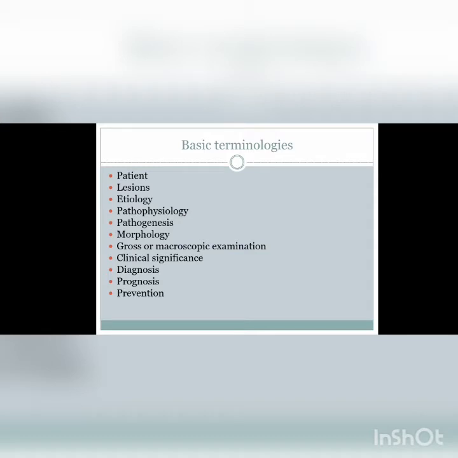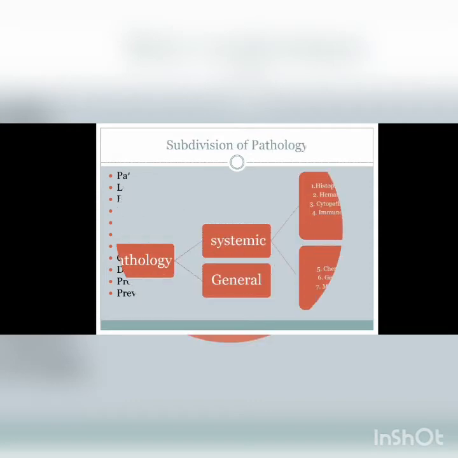Okay, then we come to the last terminology, prevention. It is again a very familiar word. It refers to the steps that have to be taken in order to avoid further complication of the disease. Simple, right? Now we come to the subdivisions of pathology.